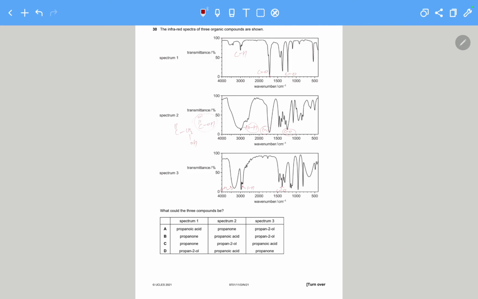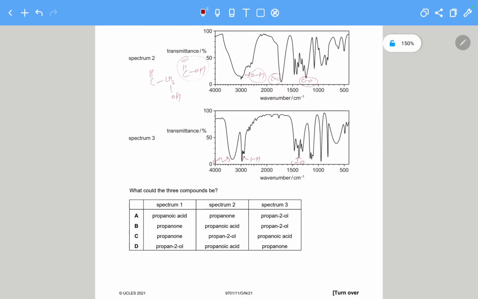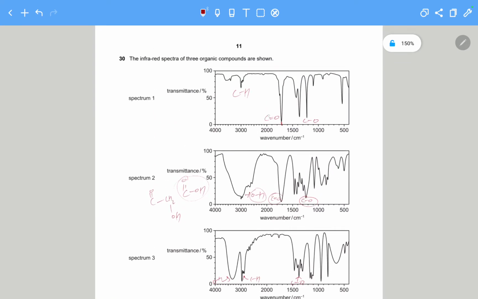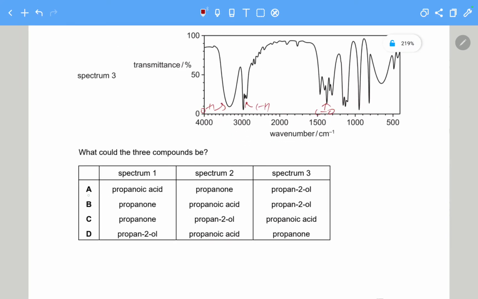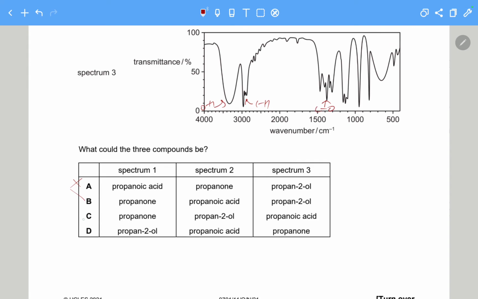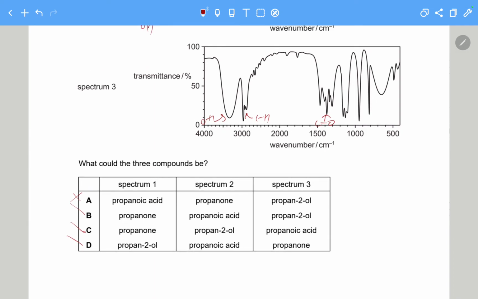Which could the three compounds be? Spectrum 1. We know that spectrum 1 has C double bond O and C single bond O, and that is present not in propanoic acid. It is present in propanone. It is present in propan-2-ol, and it is also present again in propanone. So A, B, and C are likely. And spectrum 2.